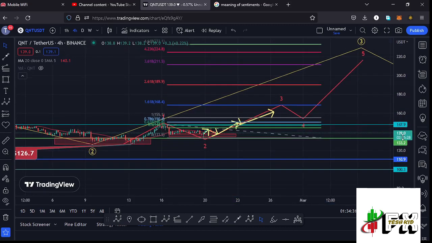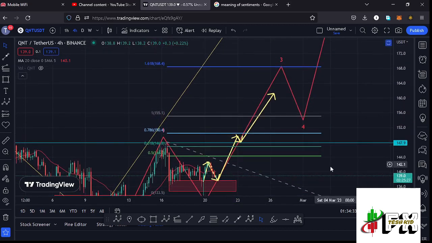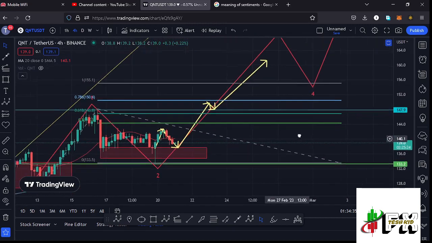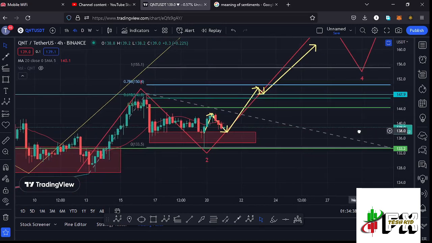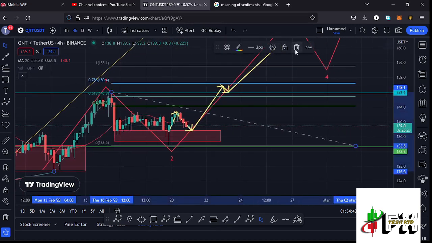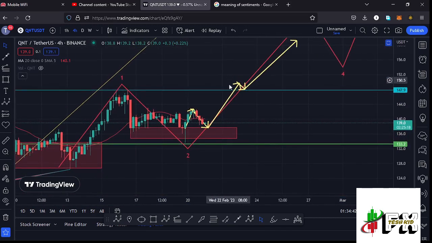So that is what I'm expecting here on the short term scenarios, and we need to continue watching the 20-day MA, because the moment we manage to break above it, that could trigger even higher prices for us to get to the next key area of resistance at around the $147.9 mark.